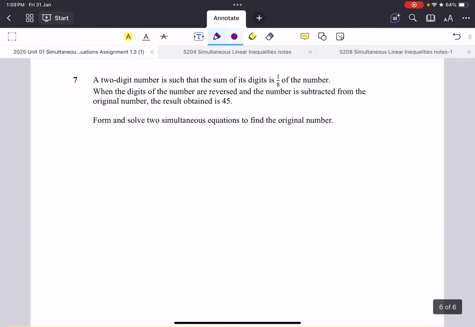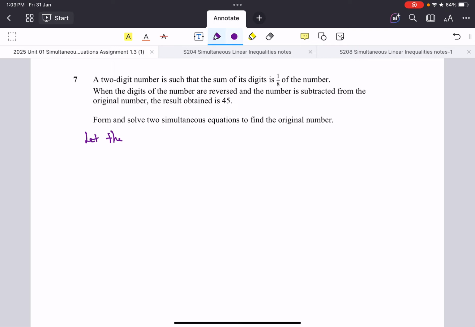Right, in this example, a 2-digit number is such that the sum of its digit is 1/8 of the number. When the digit of the number are reversed and the number is subtracted from the original number, the result is 45. This is tricky, right? Form and solve the two simultaneous equations. So what we're going to do is there's actually 2 digits, so there's a 10th number and a 1's number, and I'm going to give them different names, right? So let the different variables.